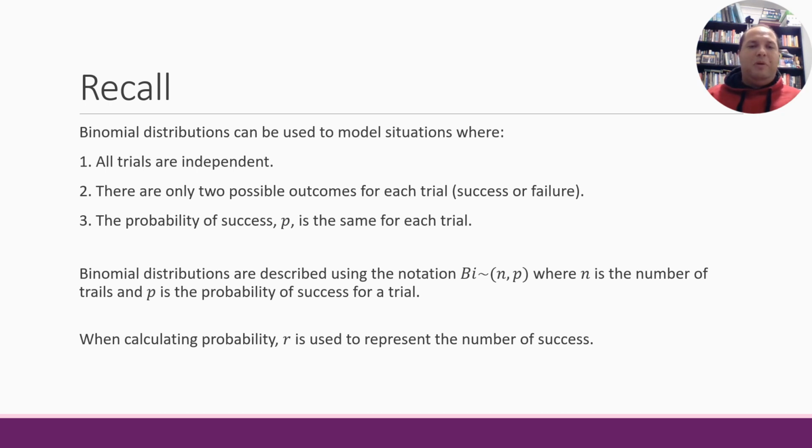Remember we also need to know our notation. B(n, p) is our notation, where n is the number of trials and p is the probability of success, or what we want to see happening. When we're calculating probability, we don't necessarily want all the values for a binomial distribution. We want to know the probability of a certain number of successes. So r, remember, is the certain number of successes we want to find the probability for. r is the number of successes, n is the number of trials, p is the probability of success.